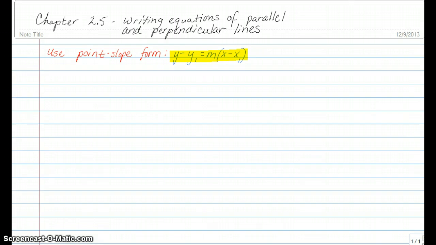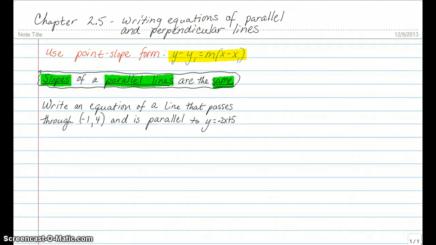The point-slope form, as you know from the previous recording, is y minus y sub 1 equals m, which is still slope, times, in parentheses, x minus x sub 1. Okay, so we're going to write an equation of a line that passes through negative 1, 4 and is parallel to y equals negative 2x plus 5.